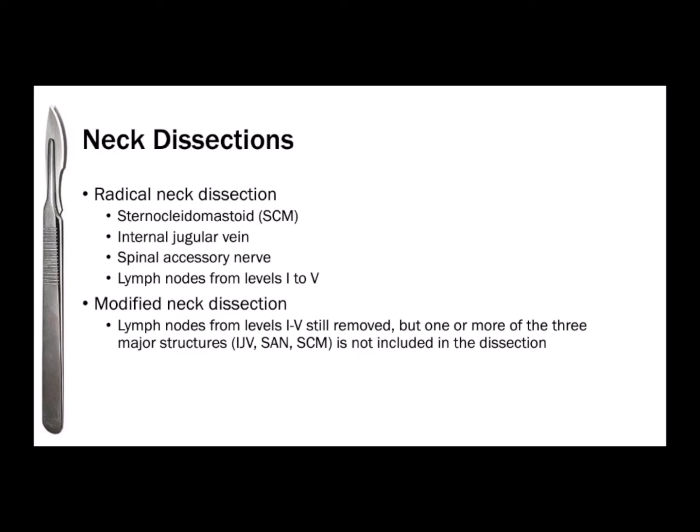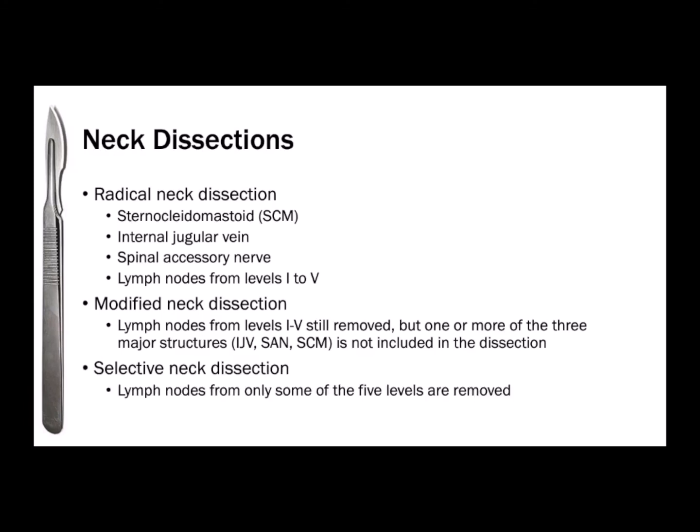And then if you want to do something a little bit more selective, you can just take out certain levels. So typically, like we said, for the laryngeal cancer, you would take out levels 2 through 4. So that would be a selective neck dissection because you're not taking out all 5 levels. But sometimes you'll just get a level 1 dissection, sometimes you'll just get a level 5, etc. So it just depends on the pathology present and what the lymph nodes are that drain wherever the tumor is.